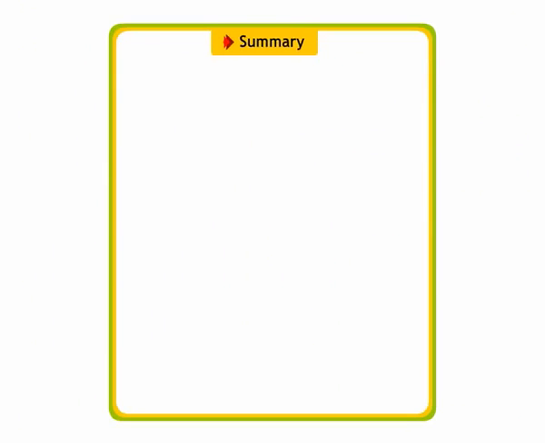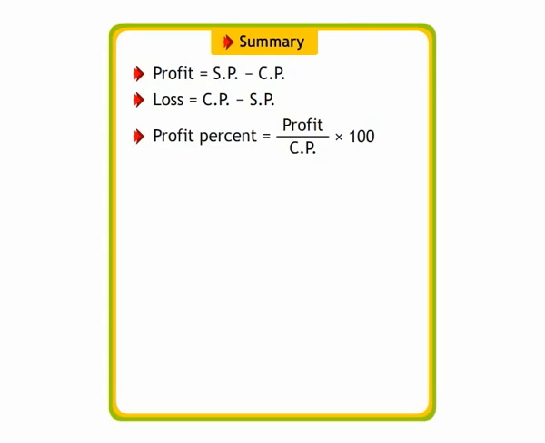Summary. Profit is equal to selling price minus cost price. Loss is equal to cost price minus selling price. Profit percent is equal to profit into 100 upon cost price. Loss percent is equal to loss into 100 upon cost price.